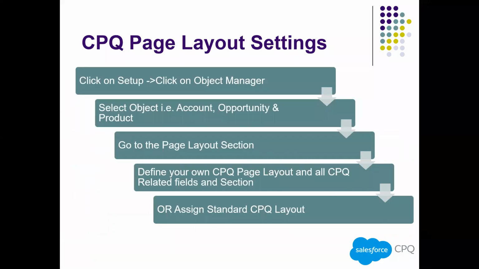Let me give you the idea of how to update your CPQ page layout. These are all the steps. Click on Setup, go to the Object Manager, and open these objects: account, opportunities, and product. Go to the page layout section. Define your own CPQ page layout, and enable all CPQ related fields and sections on the layout. Assign it to yourself as an admin, or to the end user if you want to enable it for them.